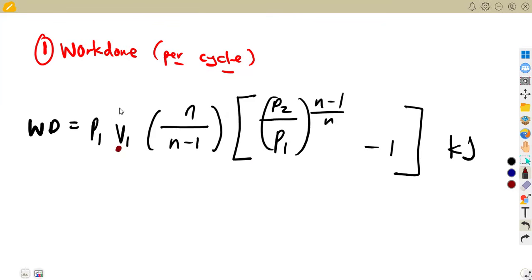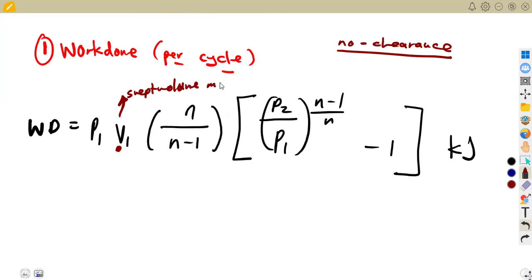This here represents our V1. But remember, we are dealing with a condition where there is no clearance. The clearance is not involved. And I said this V1 is the swept volume. This is our stroke volume, the swept volume, which is in cubic meters, or cubic meters per cycle, if you want to write it that way. So it gives you the work done directly.